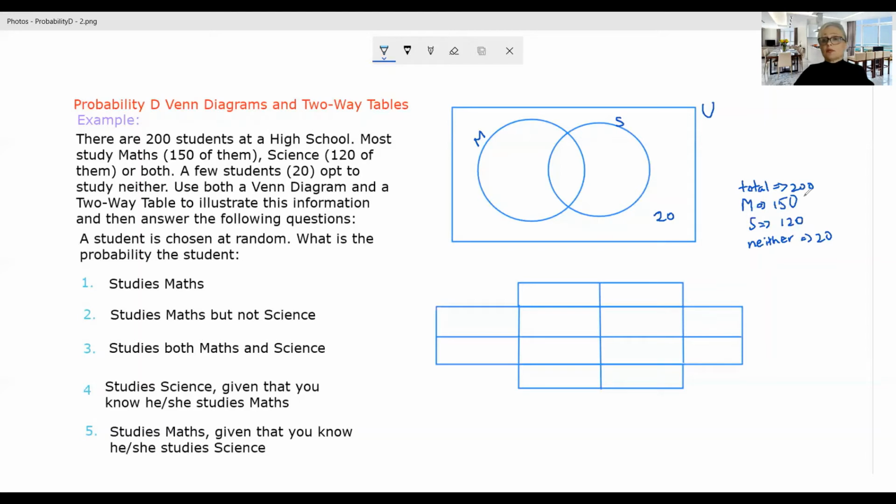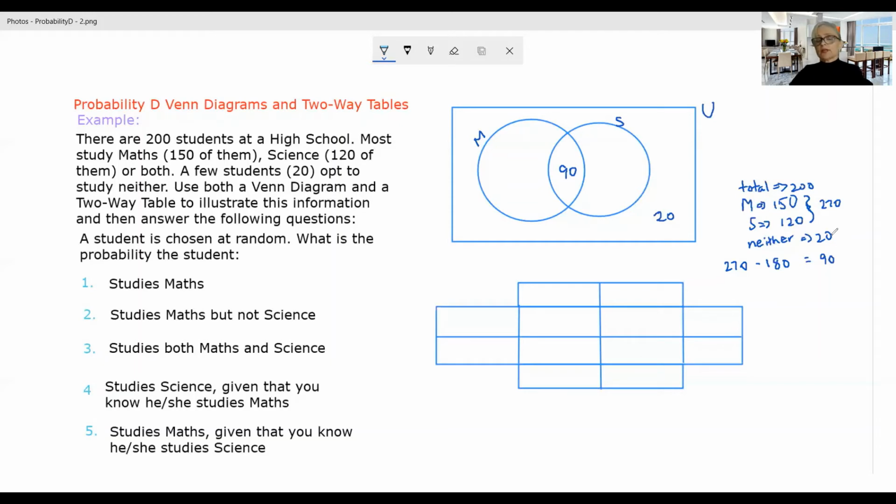Now, what are we going to do here? How to work out the overlap? We're going to do 200 minus 20, which is 180, right? And then we're going to work out 150 and 120 is 270. Well, our 270 minus our 180 must have been our overlap. 90 students must do both because of the totals.